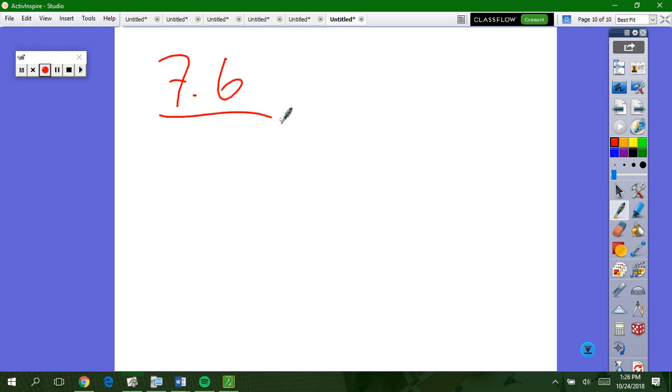Even root, odd power. Even root, odd power.